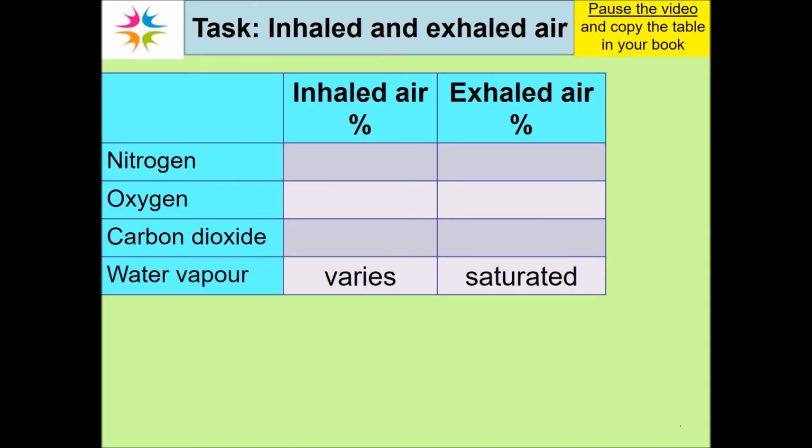The task you have to do now is called inhaled and exhaled air. You need to draw this table, and I would suggest that you pause the video right now. You need to record the percentage of nitrogen, the percentage of oxygen, and of carbon dioxide for both columns. The information you need is coming up next.